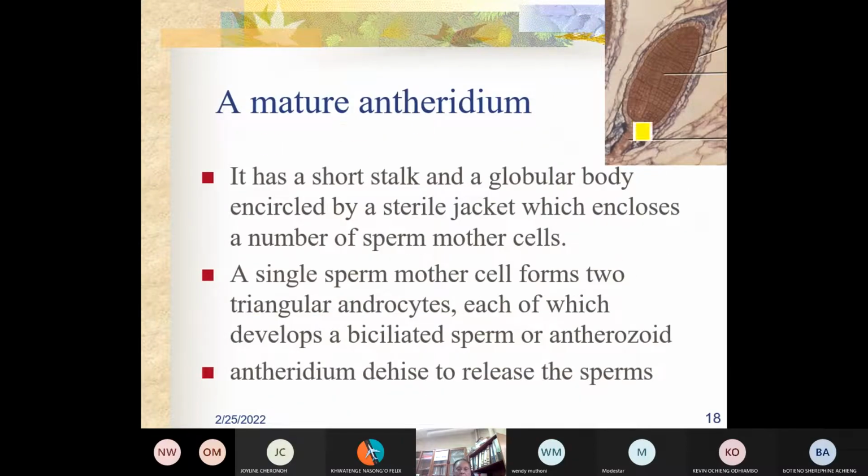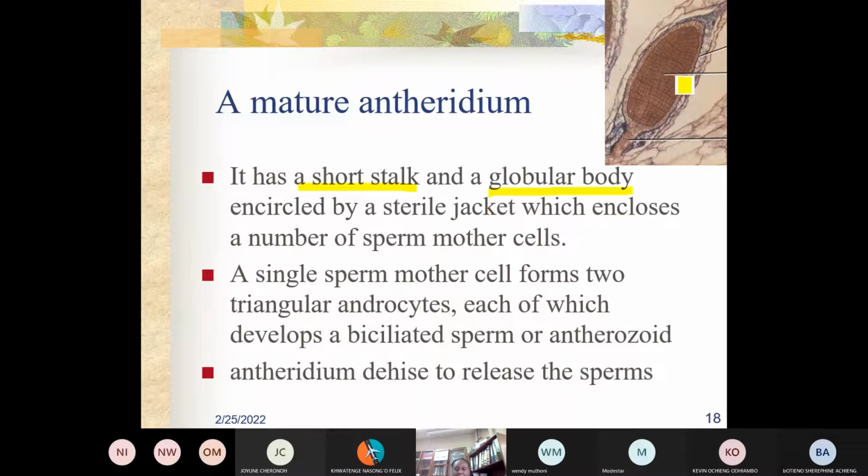Now, so this is the mature antheridium, which is inside that head that we've just seen. The antheridium has a short stalk. It itself looks globular, and it is circled by sterile bodies.